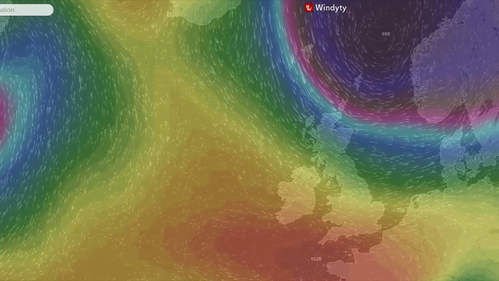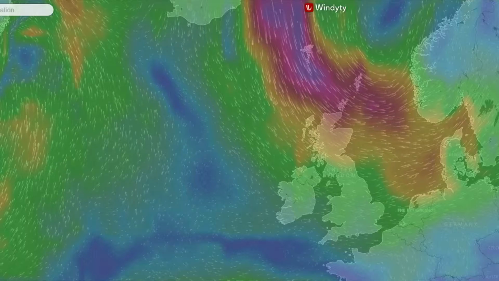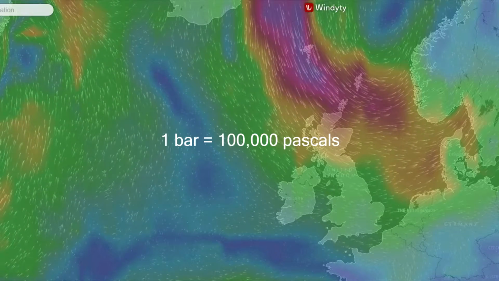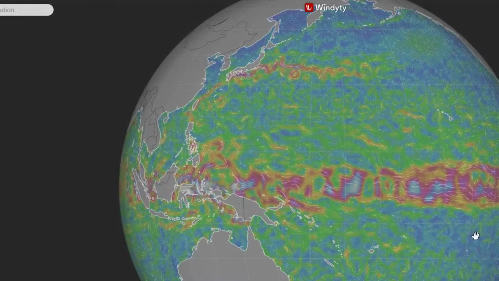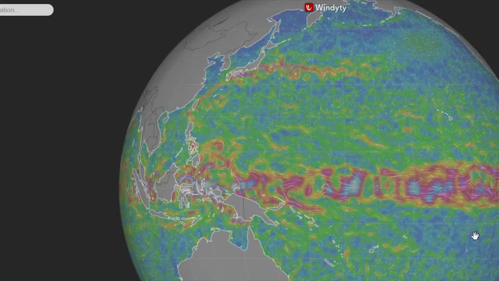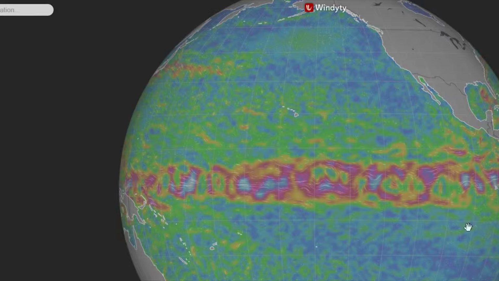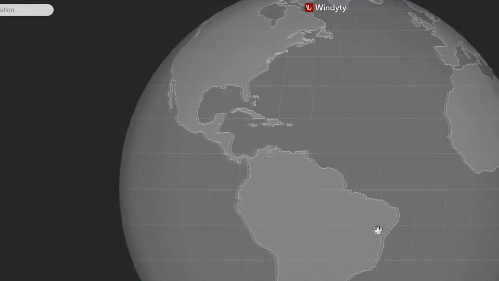Pressure is usually measured with a barometer and is measured in either bars or pascals. The Earth has an atmospheric pressure of 1 bar or 100,000 pascals. Differences in pressure are caused by different regions on the Earth being heated unequally. This is largely due to the Earth's position on its axis, as well as the different composition of land and liquid on the Earth's surface.